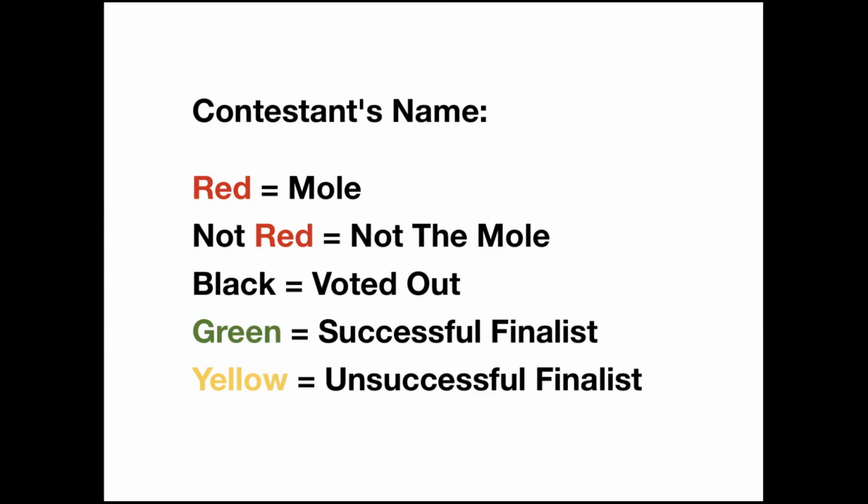Regarding the contestant's name on the first column of the grid, red means they are the mole. Not being red means they aren't the mole. Black means they were voted out. Green means they reached the end of the game and the mole was eliminated. Yellow means they reached the end of the game with the mole still standing.